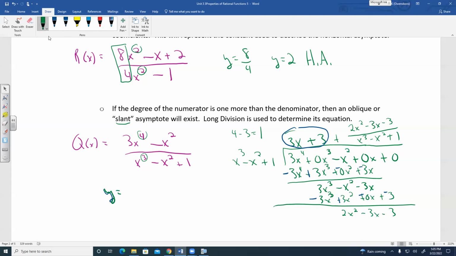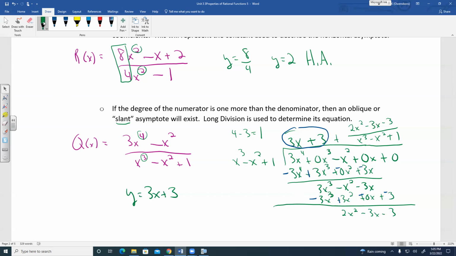we'll do better than that. So slant asymptote is going to be y equals 3x plus 3. That's going to be our oblique asymptote.